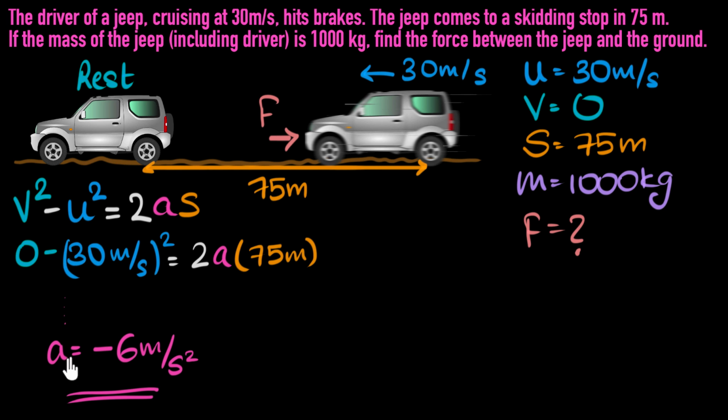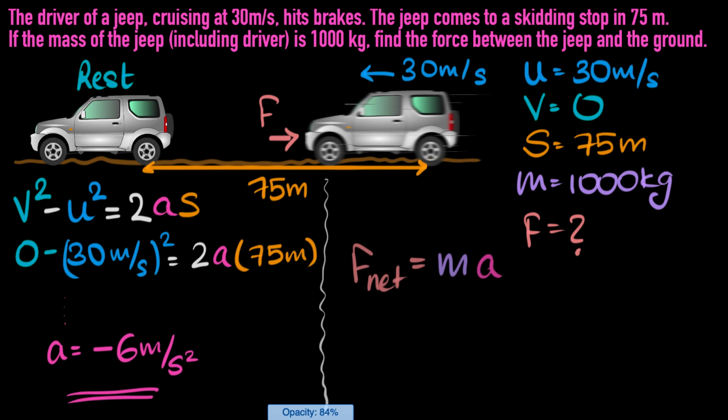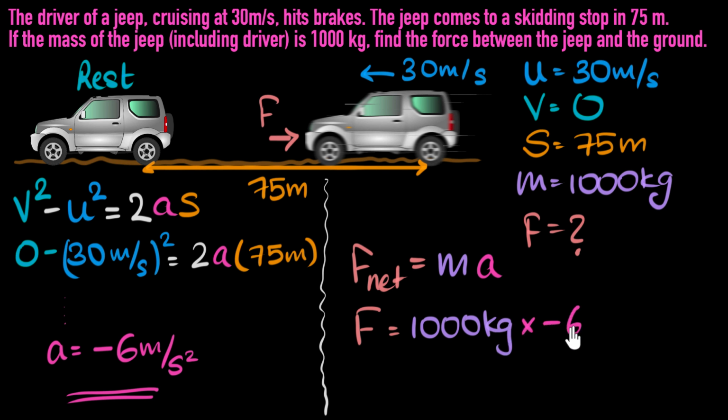And now that we found what acceleration is, we can just go ahead and plug it in our F equals ma equation. Again, there's only one force acting on our Jeep, and that's the force of friction. And so if we plug in, we will get F, that's the net force, equals mass, which is 1,000 kilograms, times the acceleration, which is negative 6 meters per second squared. And if you multiply that, 1,000 times 6 is 6,000. So you get minus 6,000 kilogram meters per second squared, which is newtons. And so that's our answer. So the frictional force, the force between the Jeep and the ground, is 6,000 newtons.